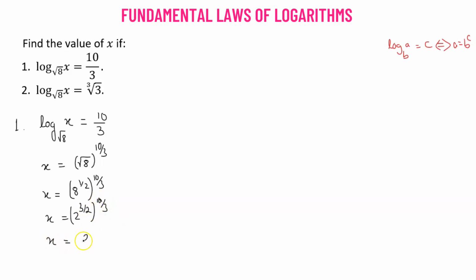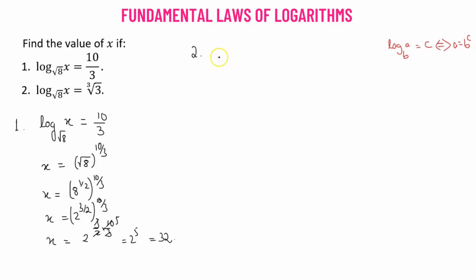So we have x equals 2 raised to the power of 3 over 2 multiplied by 10 over 3. So 3 and 3 cancel out. 2 times 5 is 10. So 2 raised to the power of 5. So this is the value of x, which is 32. Right. Now let's do number 2.